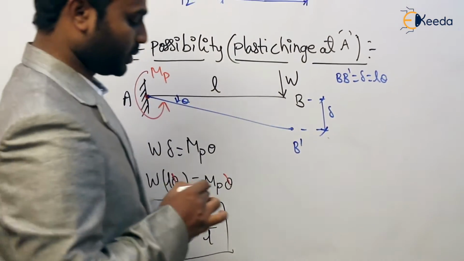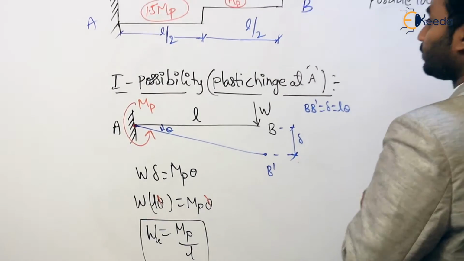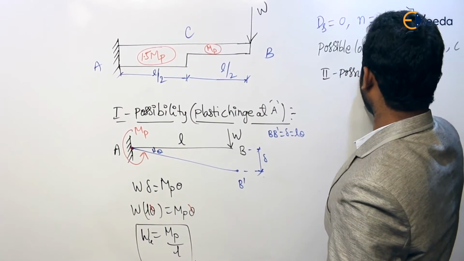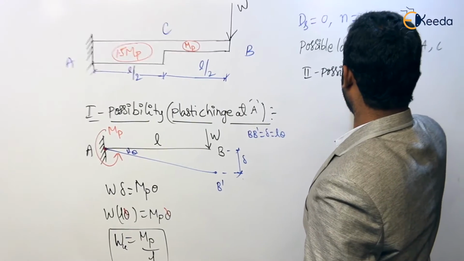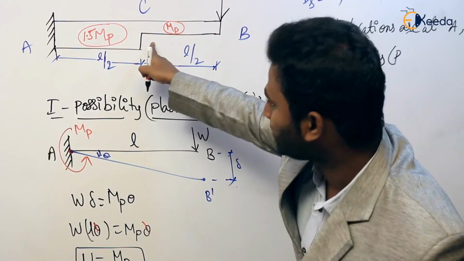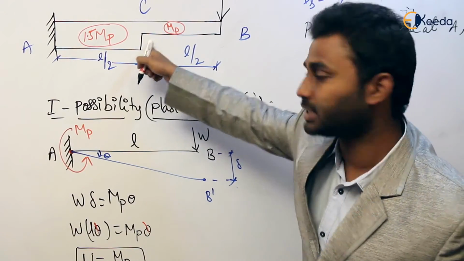Now take the second possibility. What is the second possibility? Assuming the plastic hinge at C. So the second possibility is assuming the plastic hinge at C.